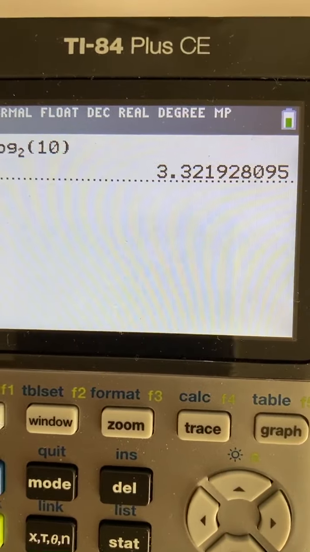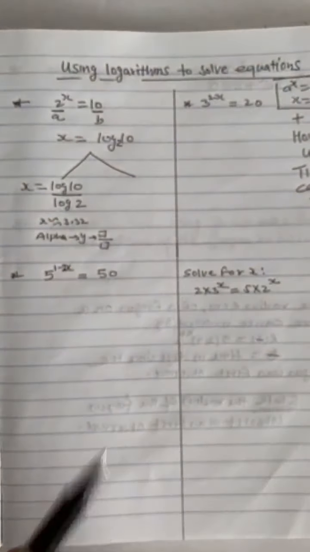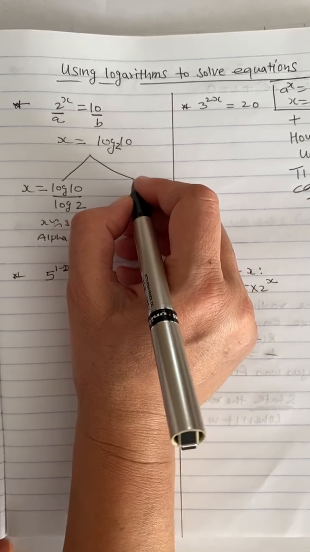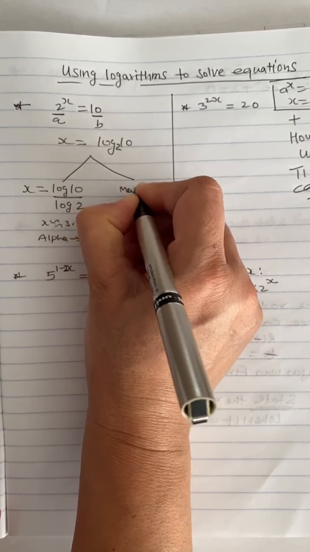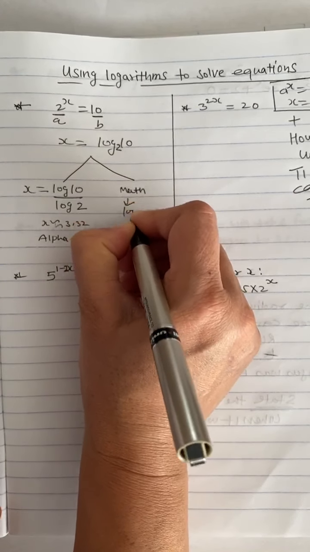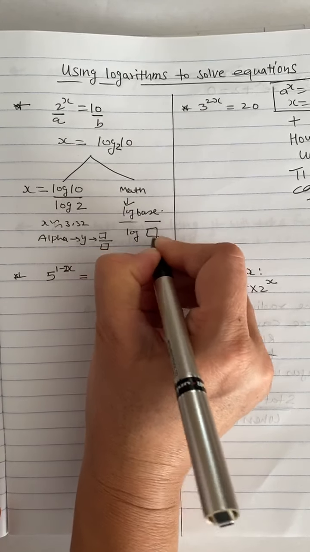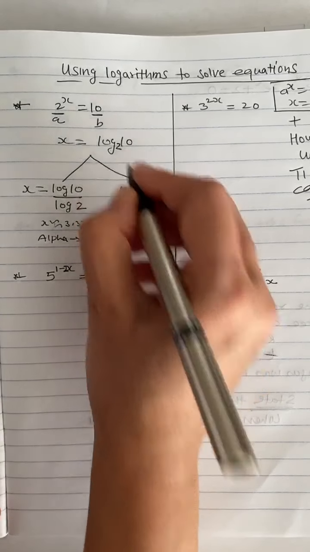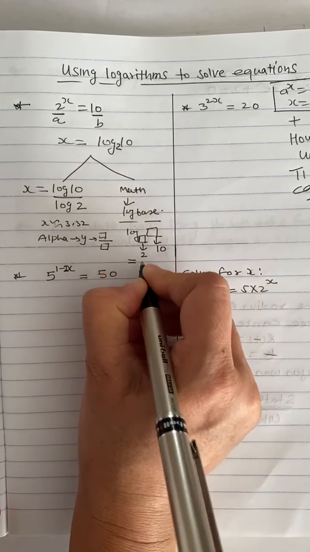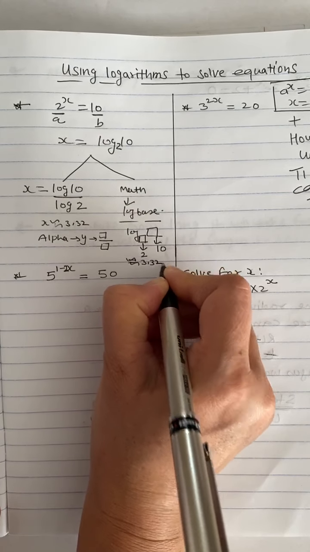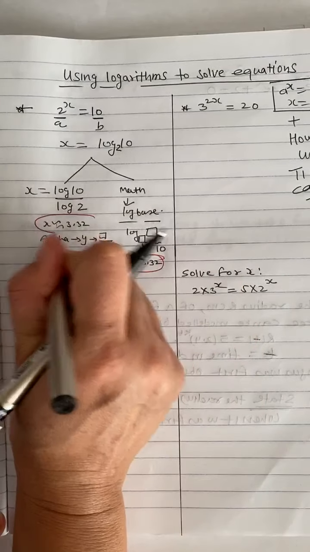So 3.32 rounded to 3 significant figures. So you can also use this feature. This is much quicker, so I would like you to use this one. You go to math, and then you choose log base, and then you enter. So you will see this box and then this box. Now for this question, in this box we had 2, in this box we had 10. So this is approximately 3.32 when rounded to 3 significant figures. So we got this as an answer here.